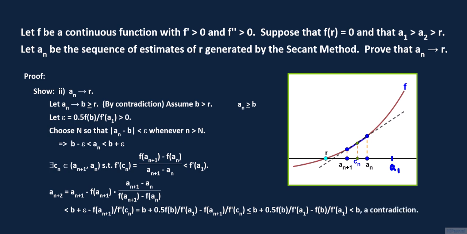This is a contradiction because the limit b of the decreasing sequence a sub n is also a lower bound for the sequence. And so our assumption that b is greater than r has to be false, so that b must be equal to r, and so the limit of a sub n is r.